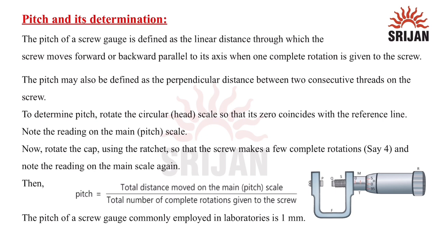Then the pitch would be the total distance moved on the main, that is the pitch scale, divided by the total number of complete rotations given to the screw. Normally, the screw gauges we use in laboratories have a pitch of 1 millimeter.